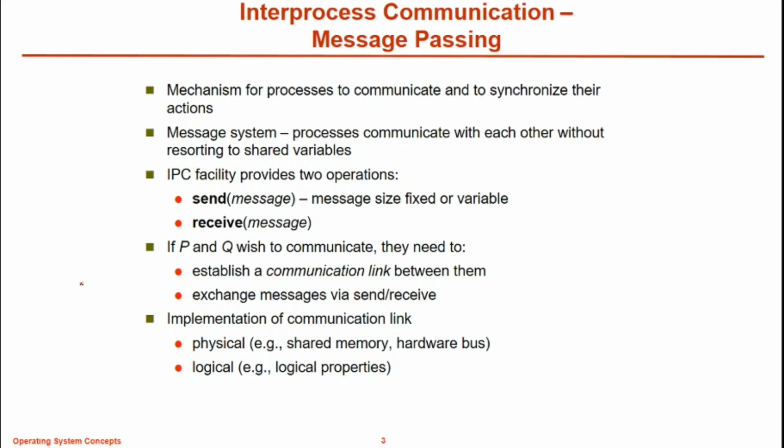Inter-process communication, message passing: this is a mechanism for processes to communicate and to synchronize their actions. In a message system, processes communicate with each other without resorting to shared memory. IPC provides two operations: send and receive message. Message size is fixed, so whenever sending and receiving, the message size is fixed.